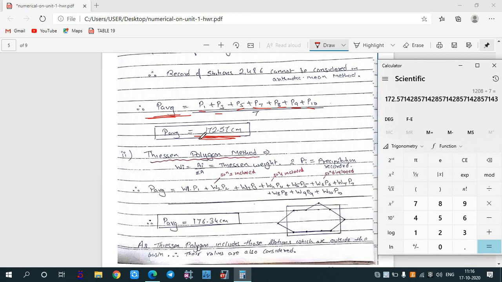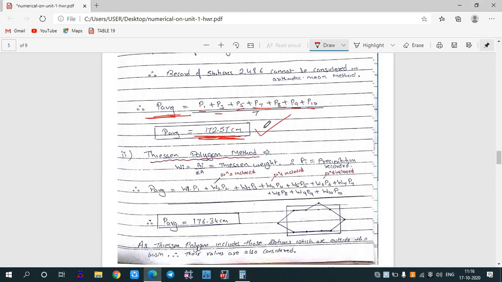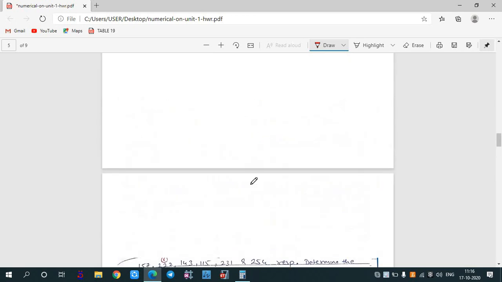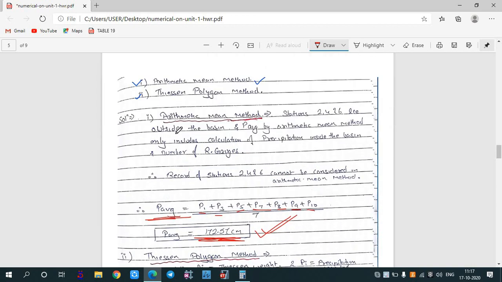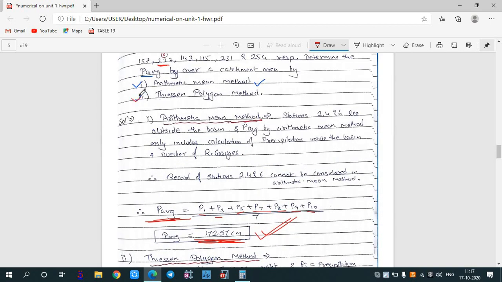So this is the same value which we are getting in terms of centimeter. The data has been given in centimeters, so we'll get the value also in terms of centimeter. After that, we'll start with the next part. It is also saying that we need to calculate the precipitation average with the help of Thiessen polygon method.